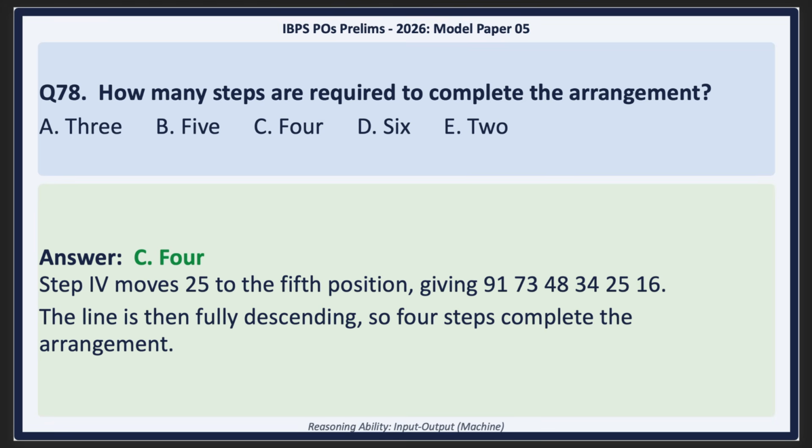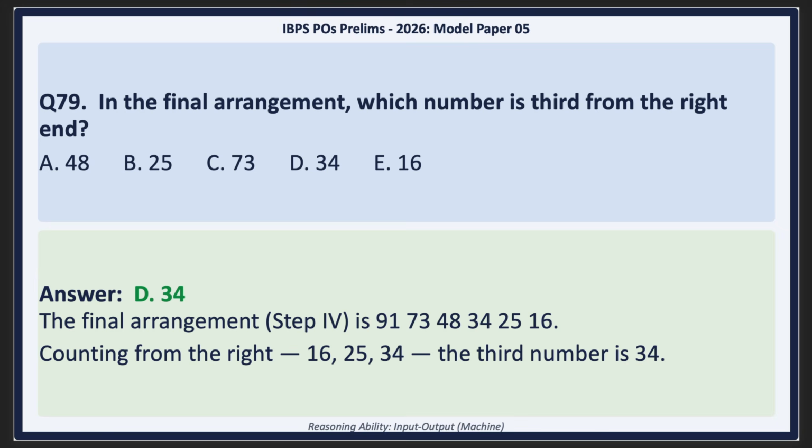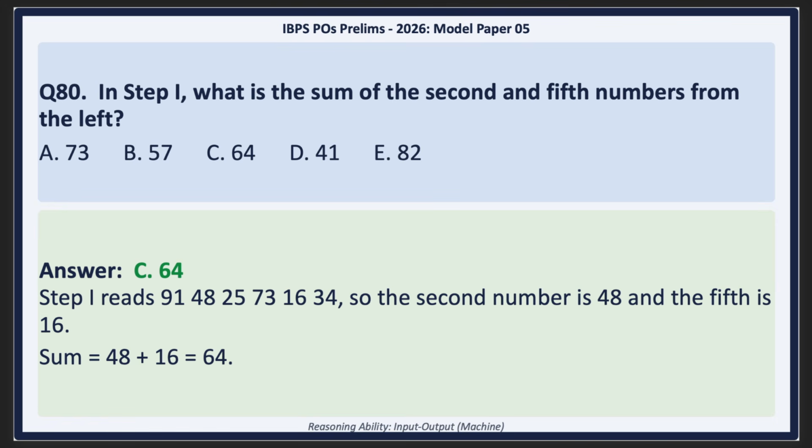And for question 80, they ask a specific detail about step 4. What is the sum of the second and fifth numbers from the left? In step 1, our line was 91, 48, 25, 73, 16, 34. The second number is 48, the fifth is 16. Add them together, and you get 64.